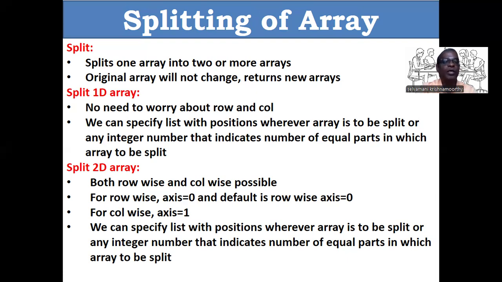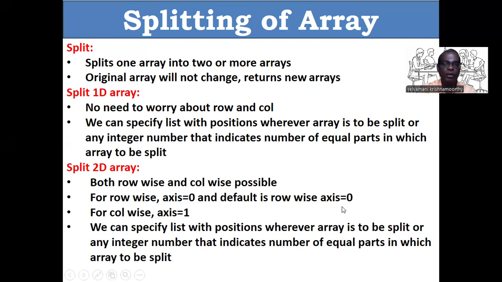How to split a two-dimensional array? In a two-dimensional array, rows and columns come into the picture. Both row-wise and column-wise splitting are possible. That means we can split the two-dimensional array either row-wise or column-wise. For row-wise, axis is equal to 0. If axis is equal to 0, it refers to row-wise. Default is row-wise.